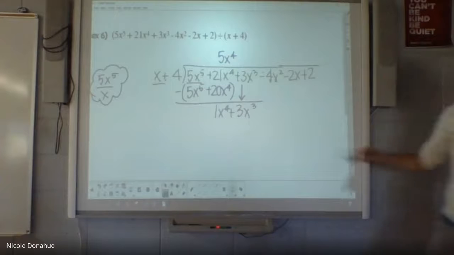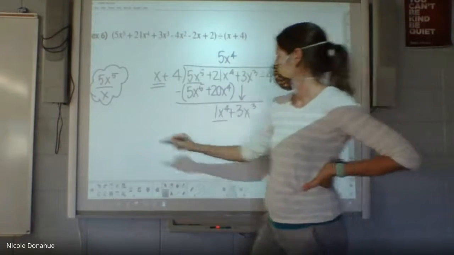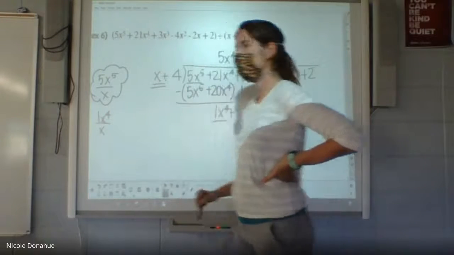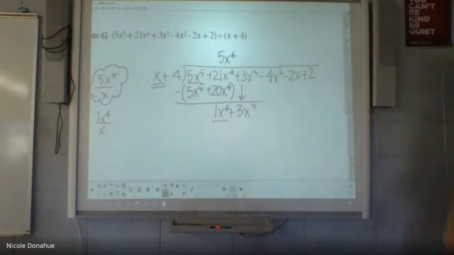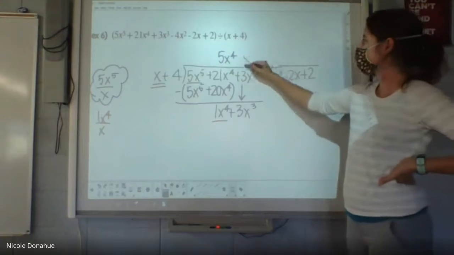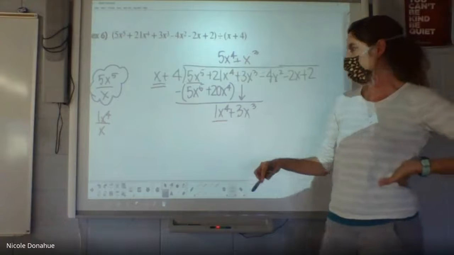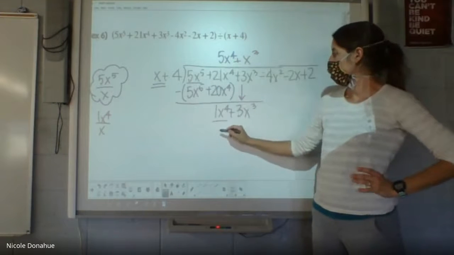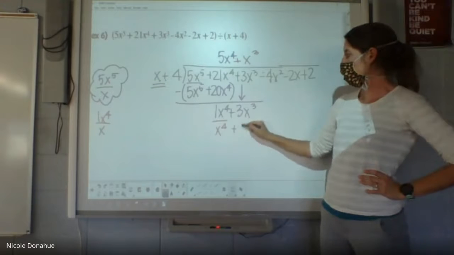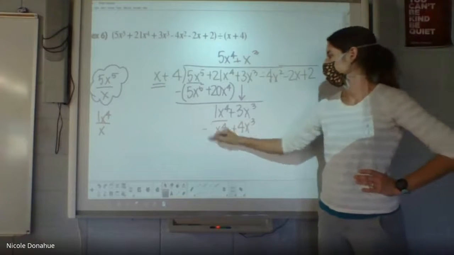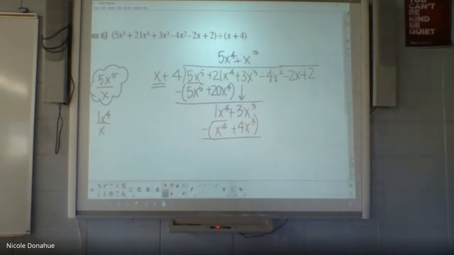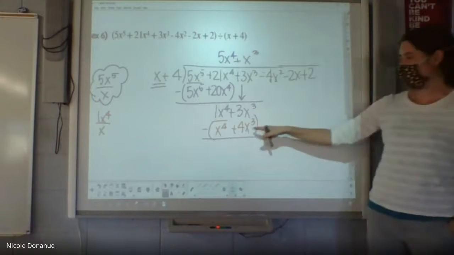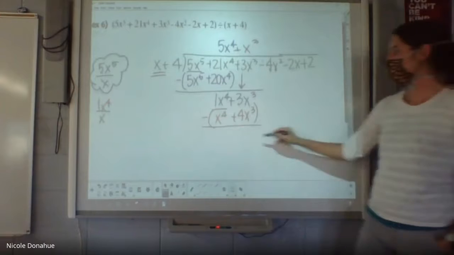All right. Now we're dividing here. So 1x to the 4th divided by x. X to the 3rd. A positive x to the 3rd. Again, we have to multiply. And then 4x to the 3rd. So it ends up being 3 minus 4, negative 1.